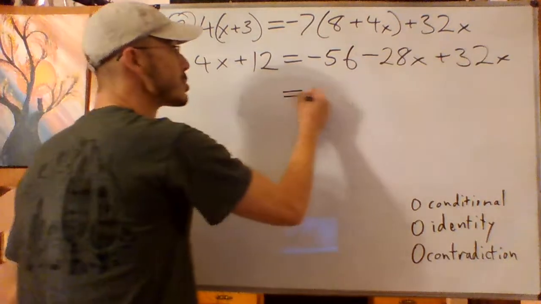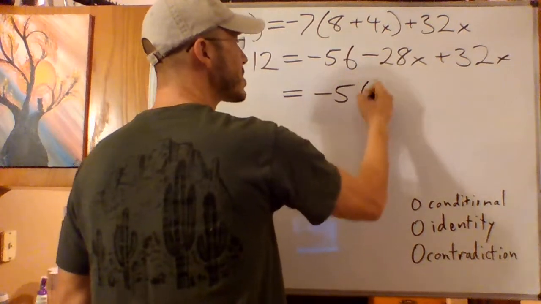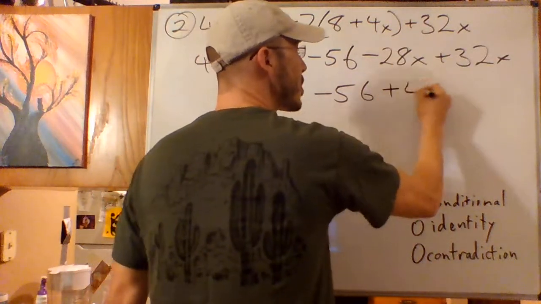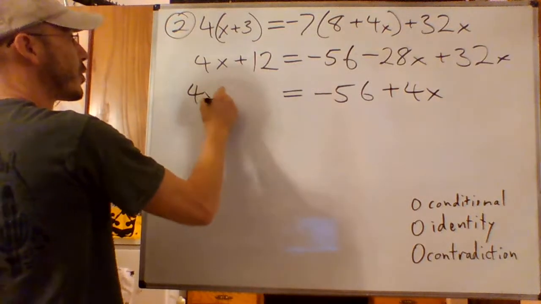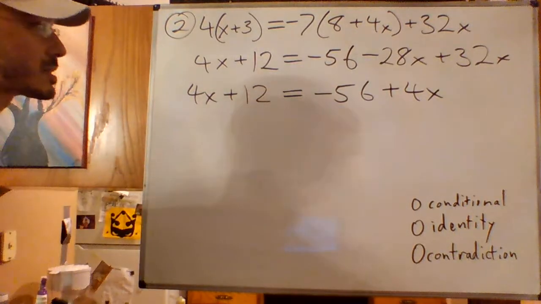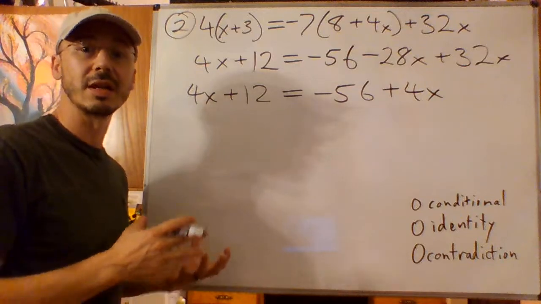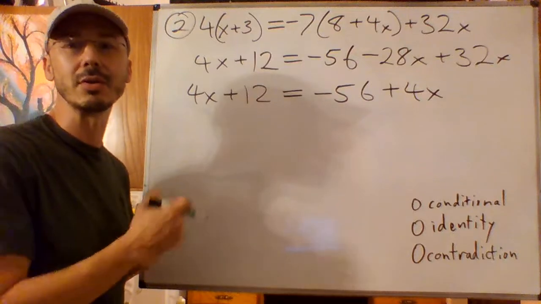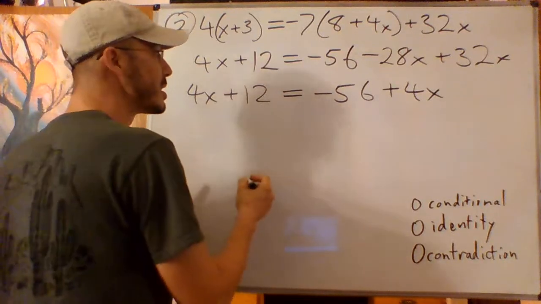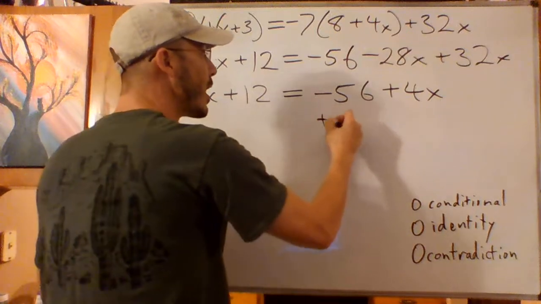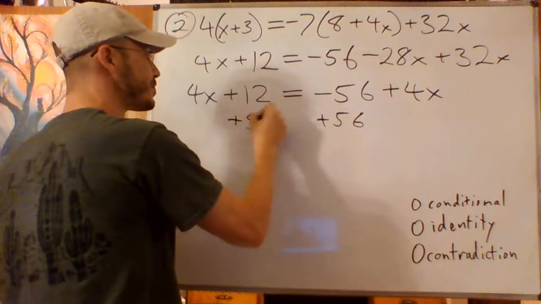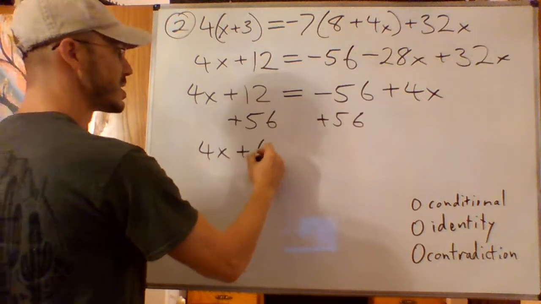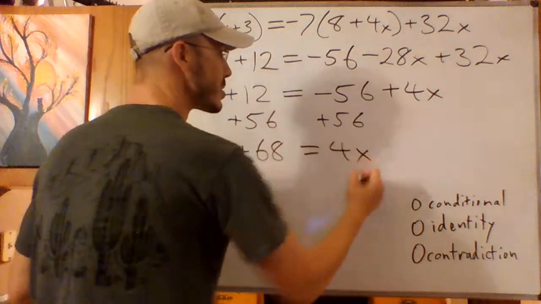Now I can combine like terms on this side. Negative 56 is the only constant, but 32x minus 28x is plus 4x. And here, 4x plus 12. Now my next step is going to be to get the constants on one side and the variables on the other side. I'm going to do it in 2 steps here. You can do it in 1 step, but the idea is if I, for example, add 56 to both sides to get 4x plus 68 equals 4x.